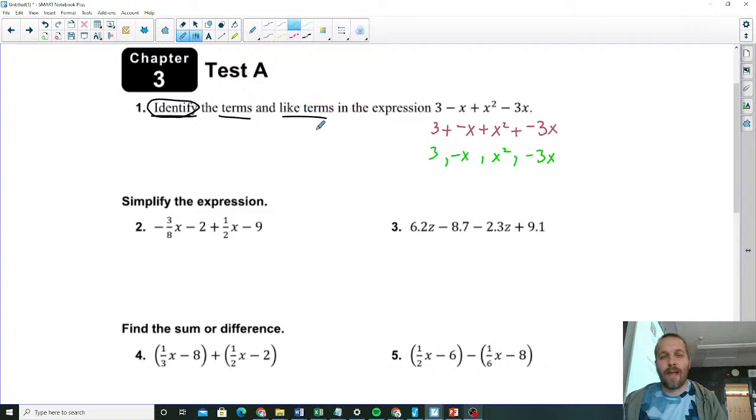Then we can find the like terms. The like terms have the same variable and the same exponent. So in this case, the only like terms are the negative x and the negative 3x. They're like terms because they both have an x. So like terms are negative x and negative 3x.